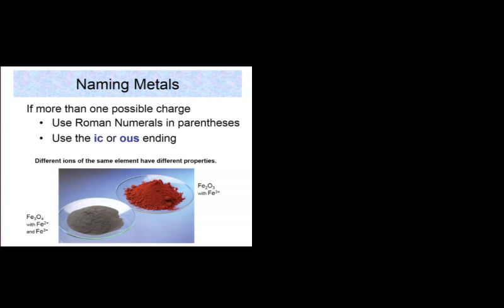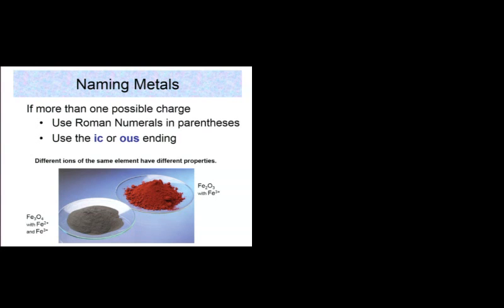So we need to be more specific, because those ions that we left blank can have more than one charge. Those metals can have more than one charge. They can be different ions. And if they have different charges, they can form different substances. They're not the same. So if an element can have different charges, we're going to have to specify that, because it will form different compounds and can behave differently.